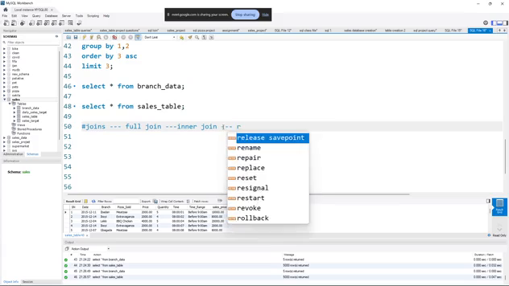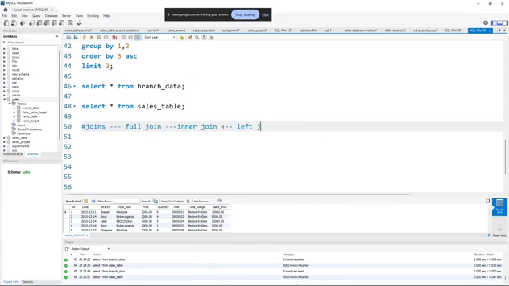The next one is called the left join. What is the meaning of left join? Let's assume that this is our first table and this is our second table. Sales table is our first table and branch data is our second table. You have to put priority on the first table. You are telling me that your first table is the left join table, that this table is my main table. I want you to populate this table for me and go to the branch data.